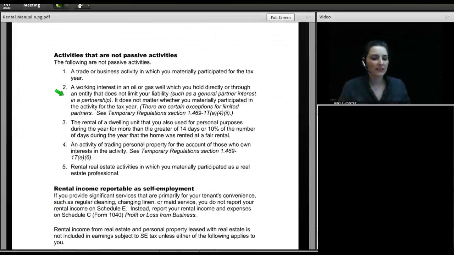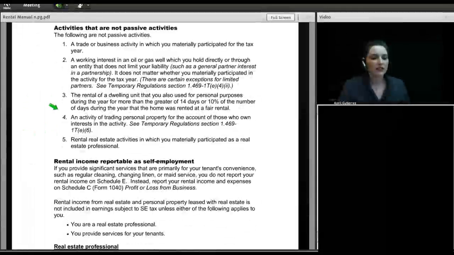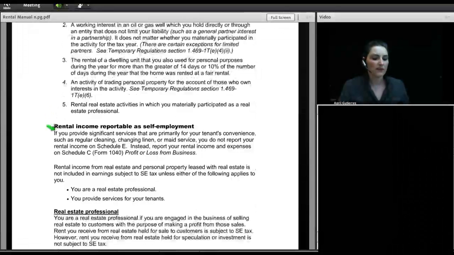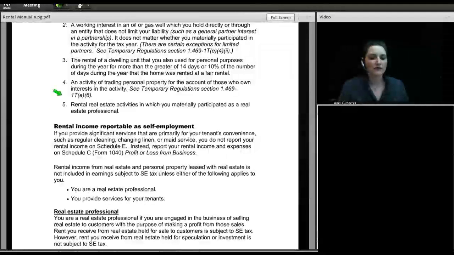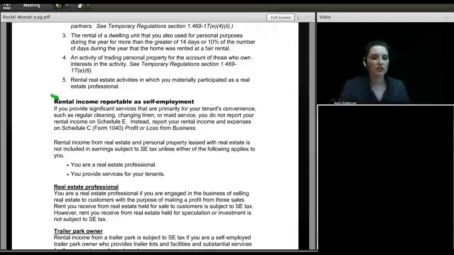Activities that are not passive activities. The following are not passive. A trade or business activity in which you materially participated. A working interest in an oil or gas well which you hold directly or through an entity that does not limit your liability. The rental of a dwelling unit that you also used for personal purposes during the year for more than the greater of 14 days or 10% of the number of days during the year that the home was rented at fair value. An activity of trading personal property for the account of those who own interests in the activity. And number 5, rental real estate activities in which you materially participated as a real estate professional.